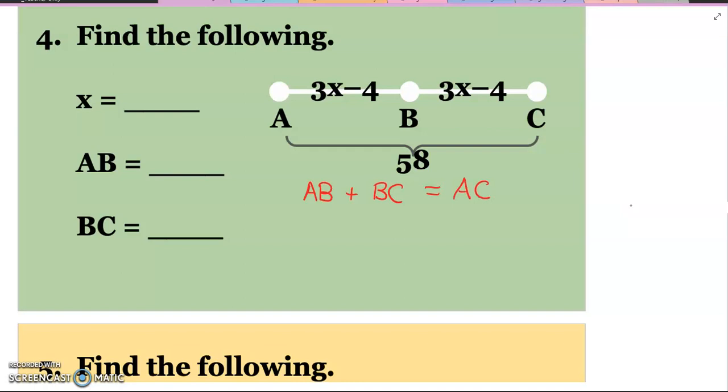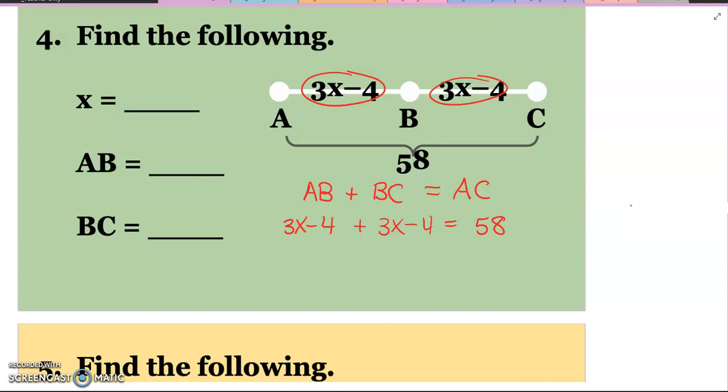We're going to now substitute what each of these things are. So we're going to say 3x minus 4 is AB. We're going to say 3x minus 4 is BC. Again, they both happen to be the same thing. That won't always be the case. Something special is going on here, and we'll talk about that in our next lesson. But nonetheless, here's your equation. Now it's just an Algebra 1 problem.